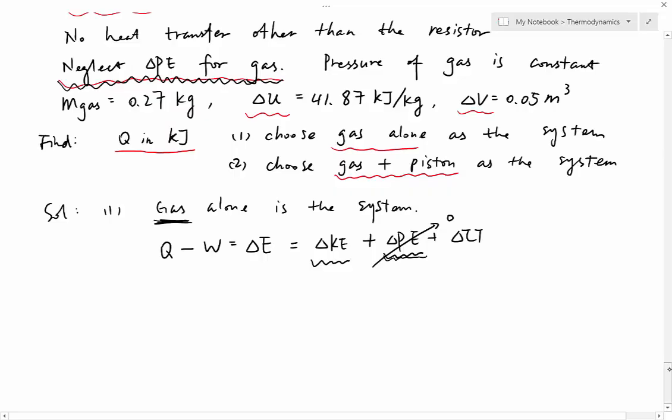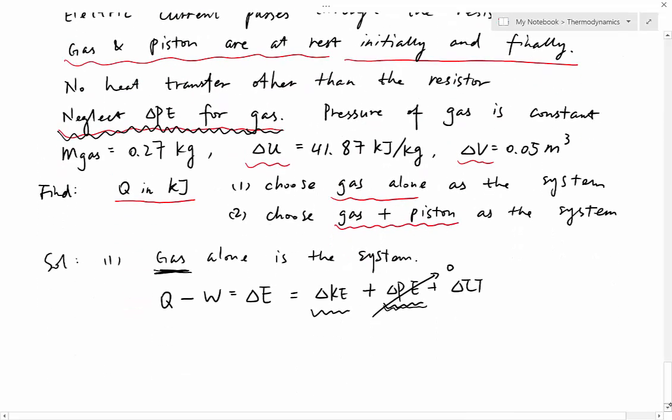Okay, next one, delta KE for the gas. What is the initial velocity of the gas? We said the gas is at rest initially and finally. So that means the initial velocity of the gas is 0 and the final velocity of the gas is 0. So if velocity is equal to 0, what is kinetic energy? Kinetic energy is also 0, so delta KE is also 0. There's no change of kinetic energy because at the beginning the kinetic energy is 0 since there's no velocity, and at the end the kinetic energy is also 0 because there's still no velocity. So 0 minus 0, that is still 0.